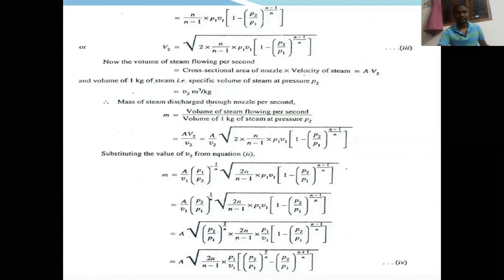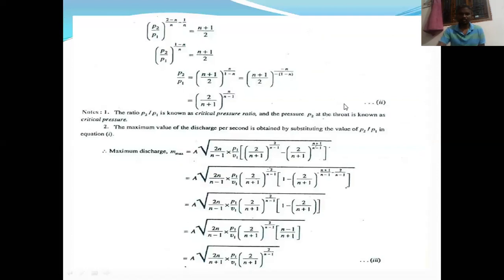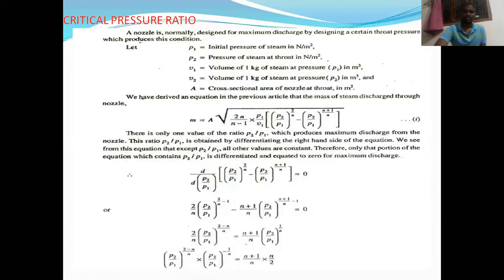So in this slide, the last step is the mass discharge formula. This is the mass discharge formula from the previous derivation, that is m is equal to A into under root 2n by n minus 1 into P1 V1 into P2 by P1 to the power of 2 by n minus P2 by P1 to the power of n plus 1 by n. This is the general mass discharge formula.